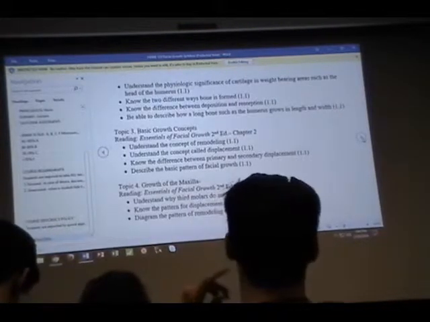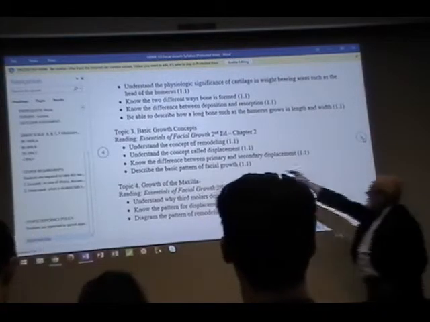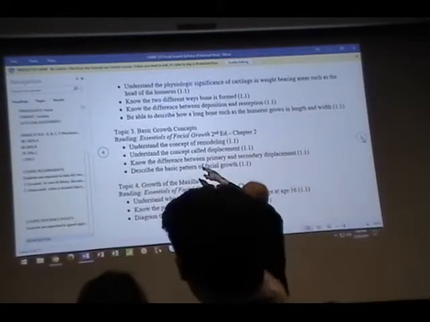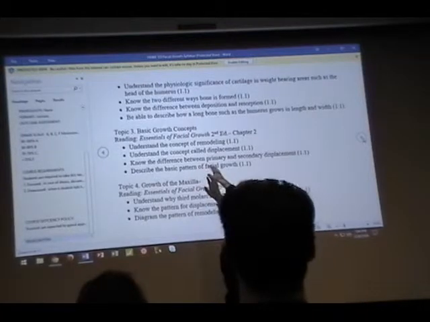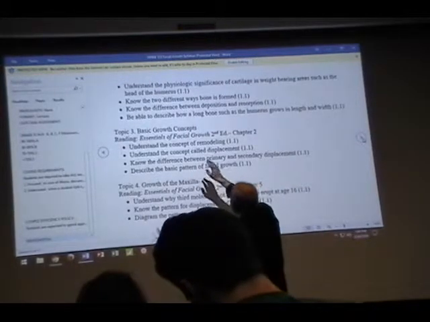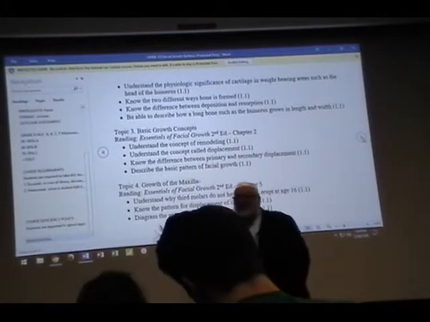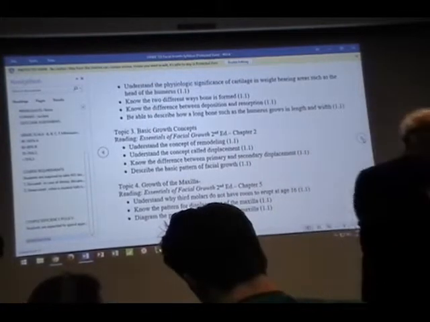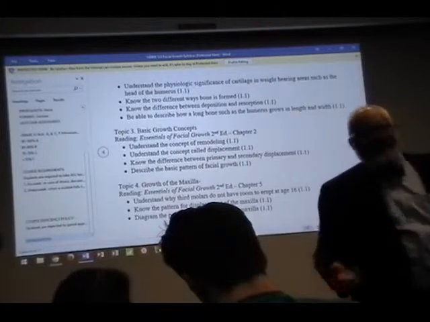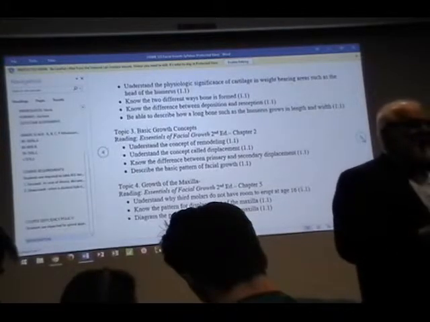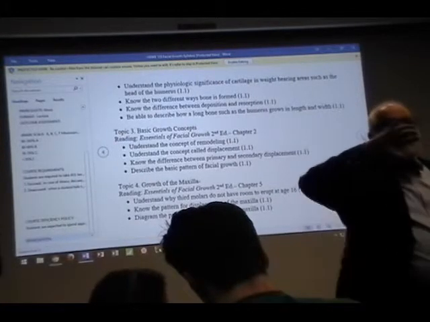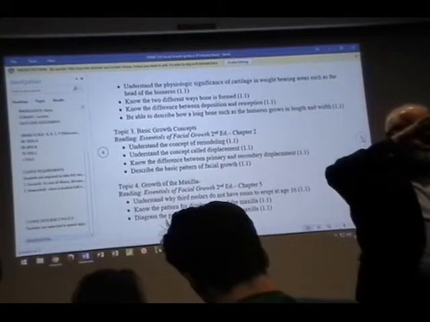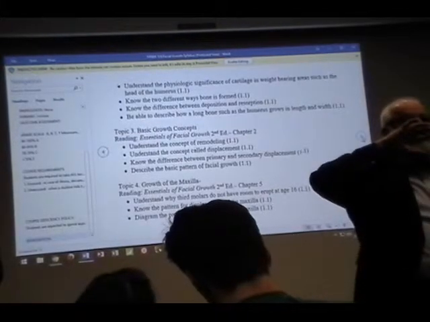So if you look at basic growth concepts, there's these learning objectives. Okay, so a fair question would be, describe the concept of remodeling. All right? Describe, because that's what it's going to be. They'll be like, describe this, or list this, or that kind of thing, okay? And the idea, I'm looking for about a really concise paragraph explanation of that thing, right?